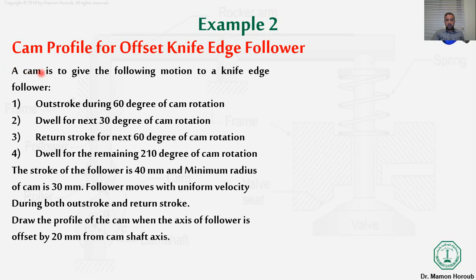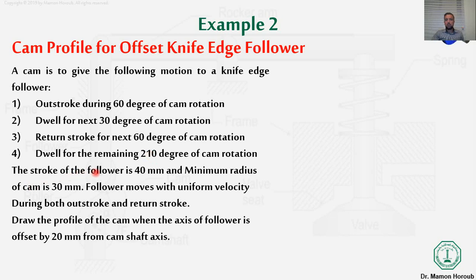A cam is to give the following motion to a knife edge follower. So first of all, we have a knife edge. The outstroke is 60 degrees of cam rotation. I have a dwell of 30 degrees, then a return stroke for 60 degrees. Then I have a dwell at the end. If I take 60 plus 30 plus 60, it is 150, so the last dwell gives me 210 degrees.